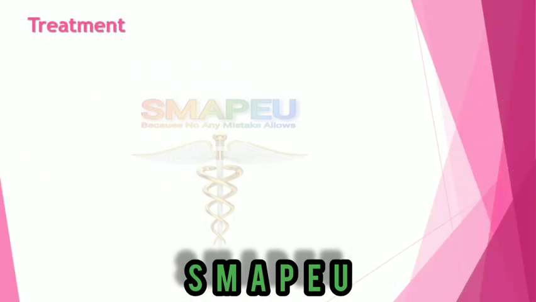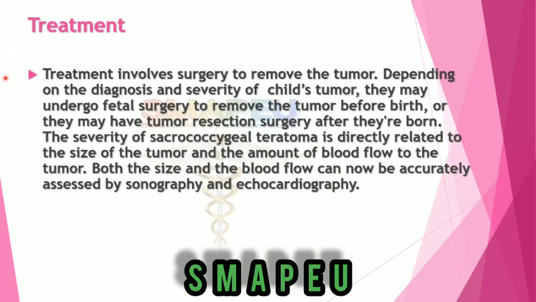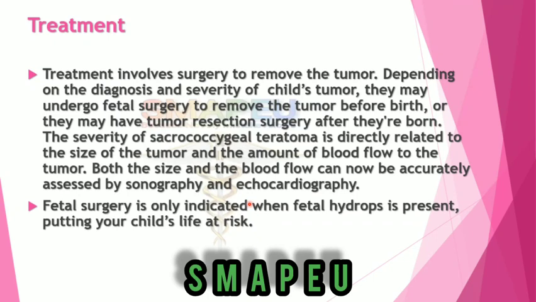Now let's discuss the treatment of sacrococcygeal teratoma. Treatment involves surgery to remove the tumor. Depending on the diagnosis and the severity of the child's tumor, they may undergo fetal surgery to remove the tumor before birth, or they may have tumor resection surgery after they are born. The severity of sacrococcygeal teratoma is directly related to the size of the tumor and the amount of blood flow to the tumor. Both the size and the blood flow can now be accurately assessed by sonography and echocardiography. Fetal surgery is only indicated when fetal hydrops is present, putting the child's life at risk.